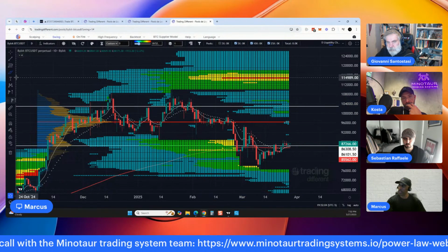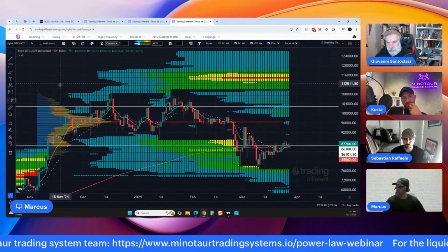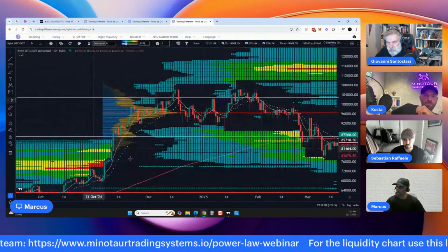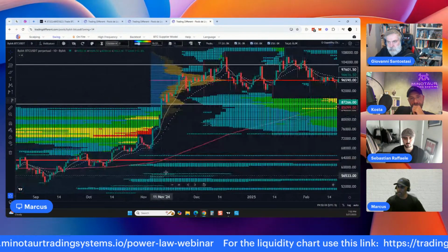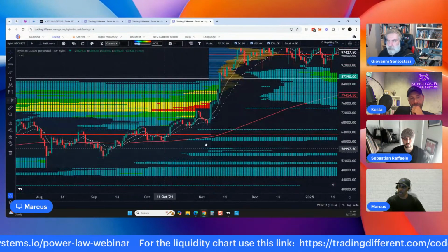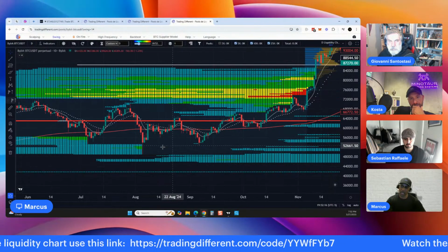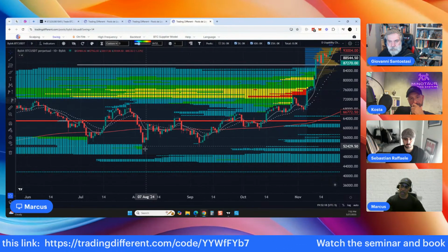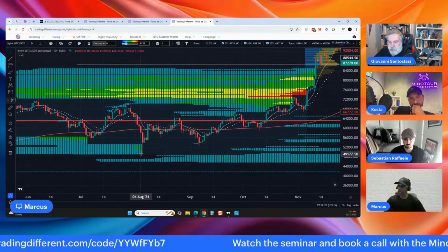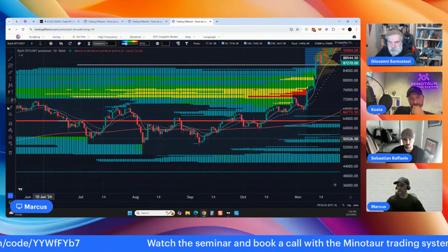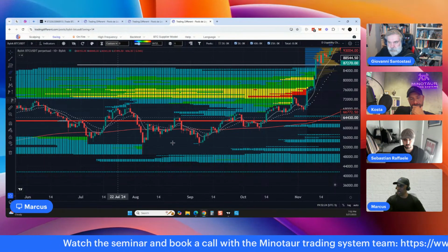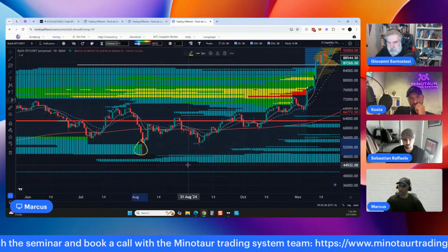So here's how we can get a general idea. And this is a good confluence with the power law. It agrees with the same information as far as timing. So all we have to do, the only reference we really have is the last time the long side liquidity was taken, and that was last year. August of 2024 was the last impulse, and that took out the last of the longs.